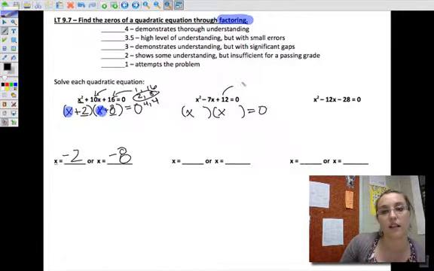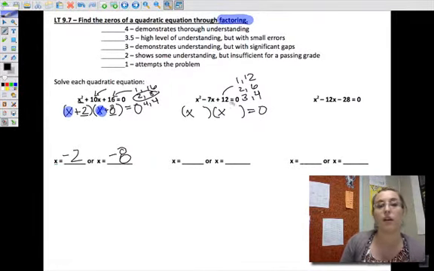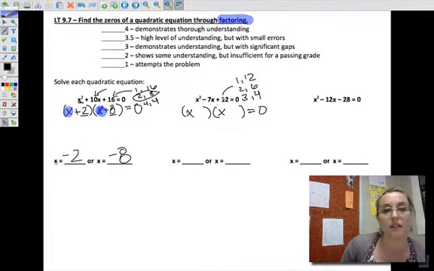Same thing again, I'd list these out here: 1 and 12, 2 and 6, and 3 and 4. And then this time I know that they have to multiply to a positive 12 but add to a negative 7. Well, the only way to get a positive 12 but add to a negative would be to have two negatives. So I'm going to add these together and try to find one that adds to 7.